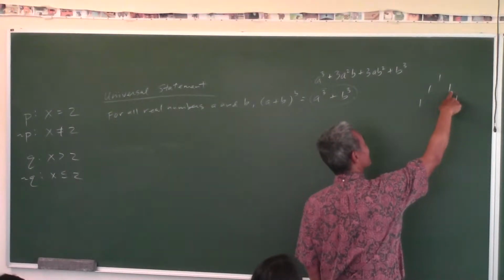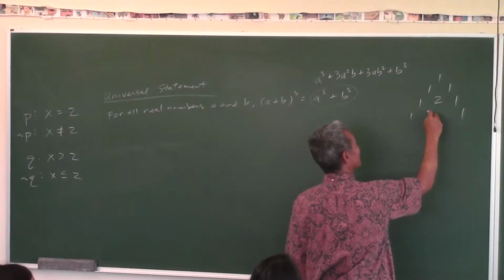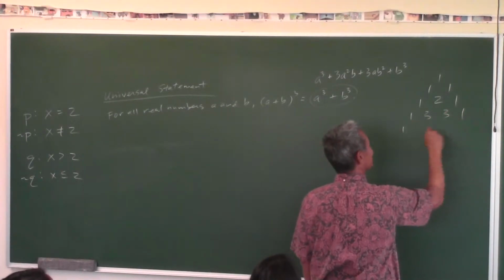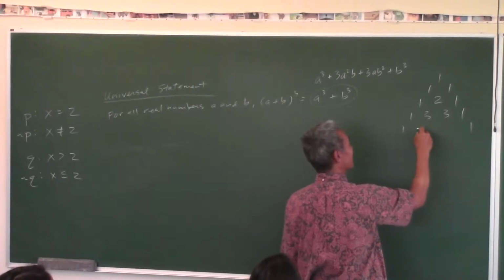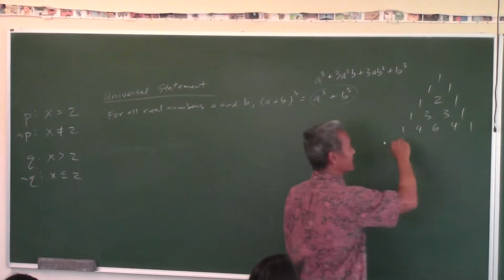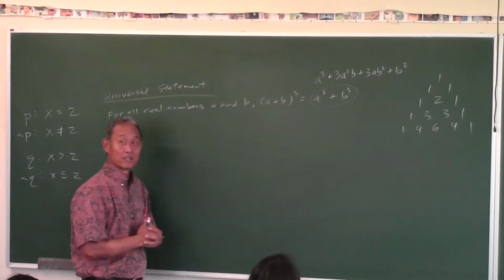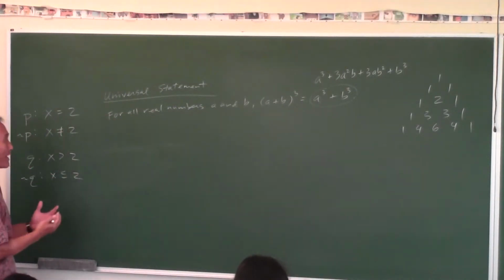So 1 plus 1 is 2. So put 1s on the outside, 1 plus 2, 2 plus 1. Put 1s on the outside, 1 plus 3, 3 plus 3, 3 plus 1. And you can continue making this triangle for as long as you want. We call this Pascal's triangle. And why is this useful?